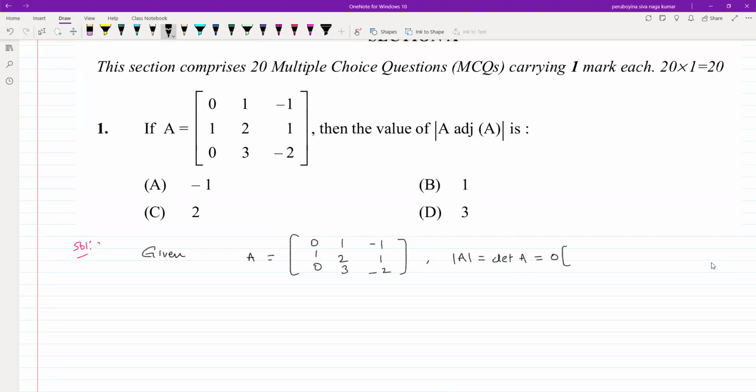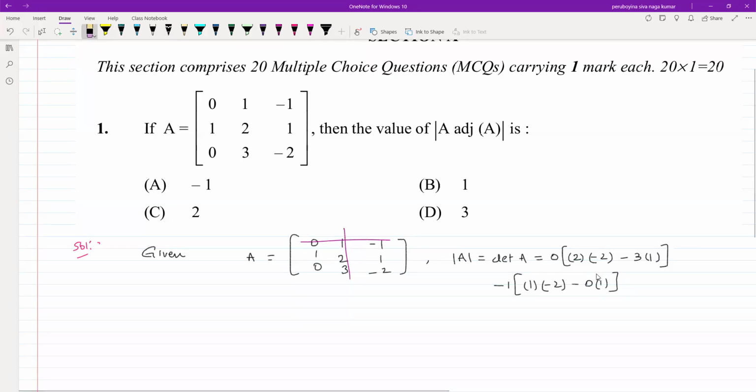0 multiplied by, delete this row and column. Then you can see a matrix, 2 into minus 2 minus 3 into 1. And then next, delete the row and column of the next. So change the sign. So minus 1 of 1 into minus 2 minus 0 into 1.